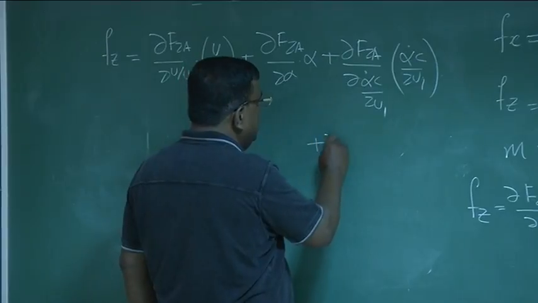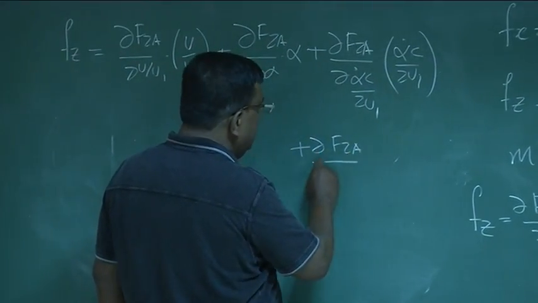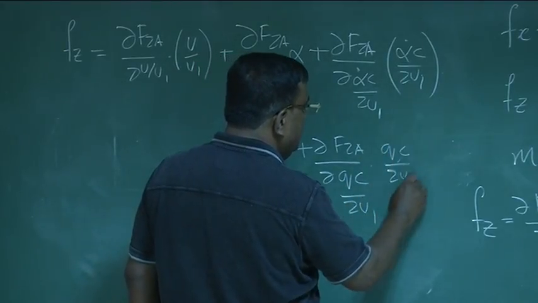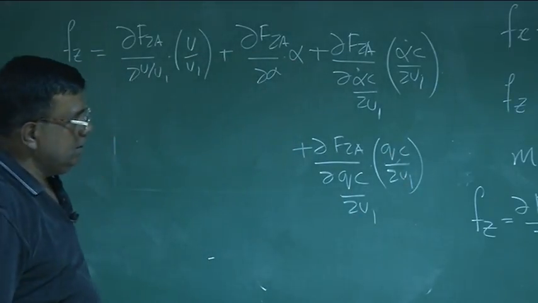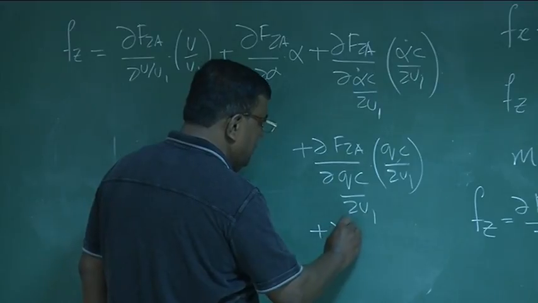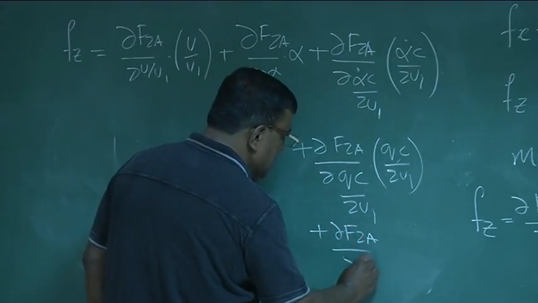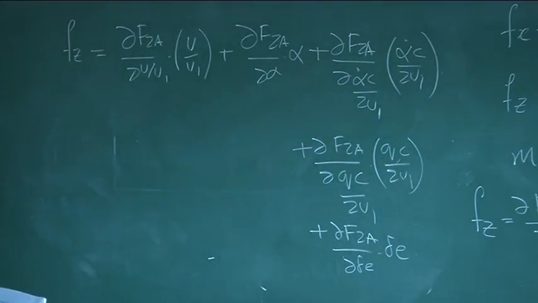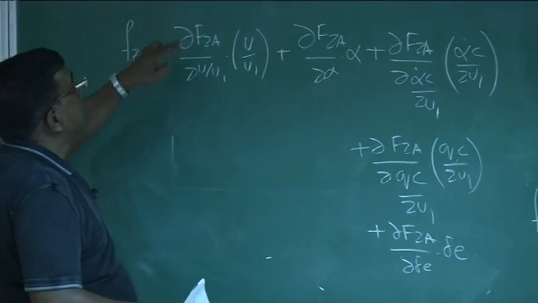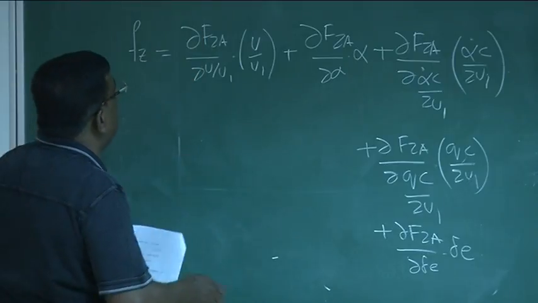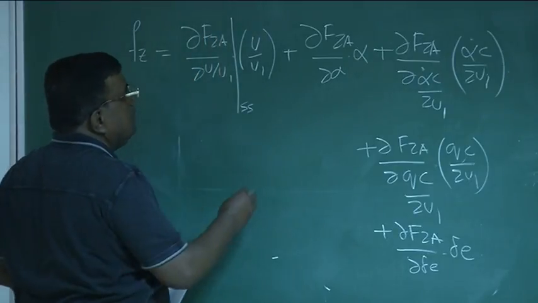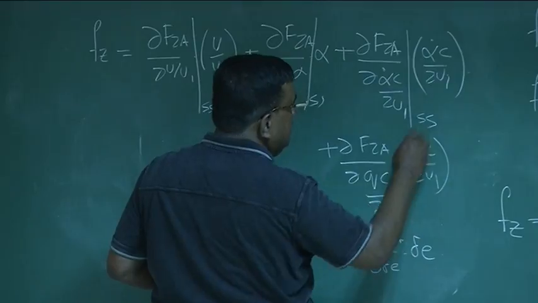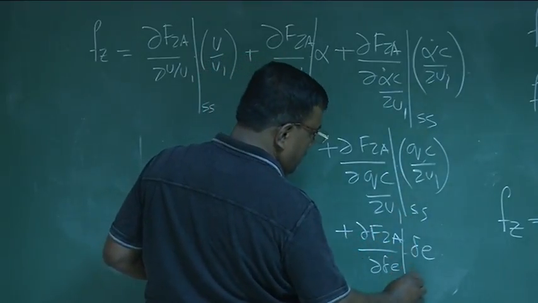And similarly I write dfza by d, for q I write qc by 2 u1 into qc by 2 u1 to again take care of the dimensional aspect, and then we have dfza by d delta E into delta E. Again, if we come back to this expression, what is the meaning of dfza by du1? This is the partial derivative evaluated at steady state. Again, partial derivative evaluated at steady state. Here again, partial derivative evaluated at steady state. All are evaluated at steady state.